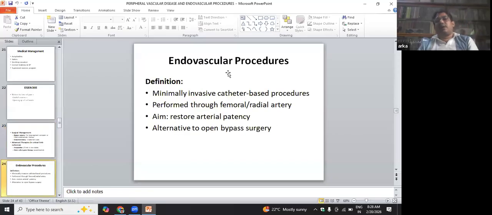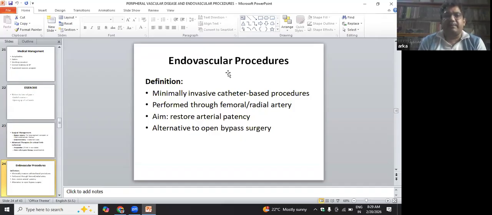Now, coming to endovascular procedures, though it is a domain of radiologists nowadays because there are interventional radiologists, we also have vascular surgeons who are performing this type of endovascular procedure. So I'm not going into the very details of the different types of endovascular procedures, just the basics and definition.